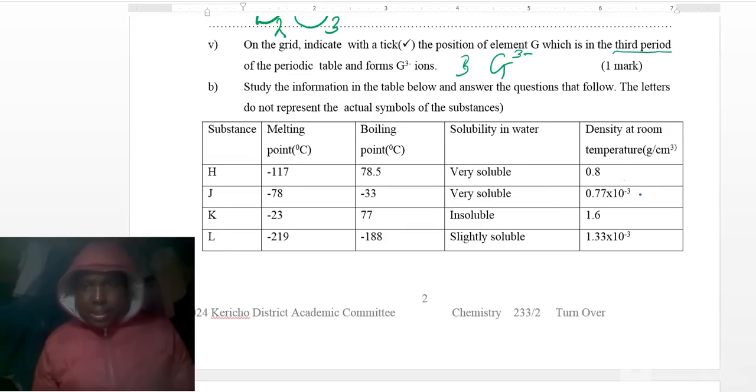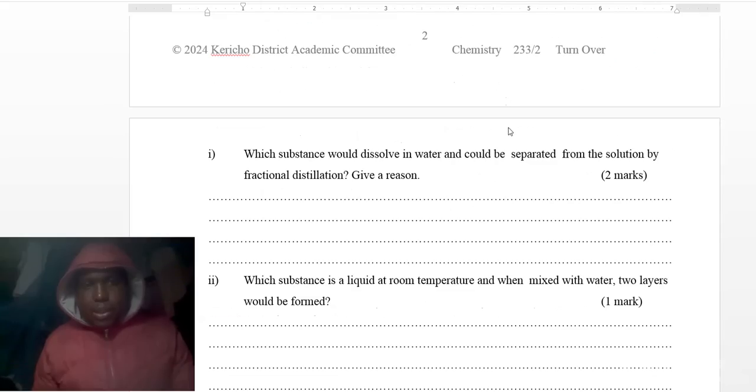This one is the same as this is 0, so it equals 0.077. This one is the same as 0.00133. This is the same as that. So it is important to analyze the table that you have been given. Which substance would dissolve in water and could be separated from solution by fractional distillation? You should know the conditions necessary for separating a substance using this method.